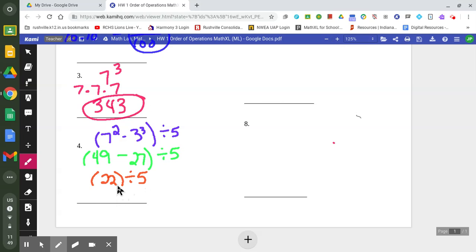And 22 divided by 5, you can put that in the calculator, and that gives you a decimal. And in Math Excel, it's probably going to ask for a fraction. So 22 over 5 is what you'll need to put into Math Excel.